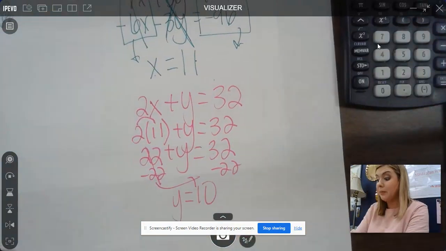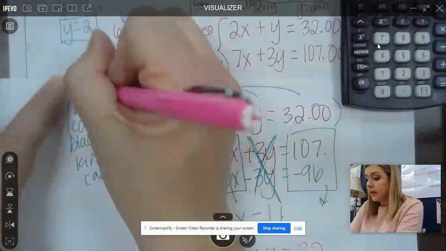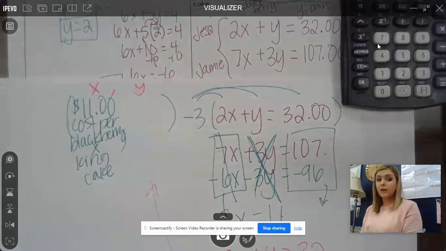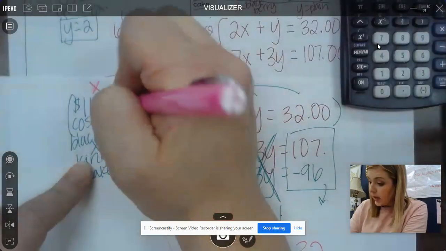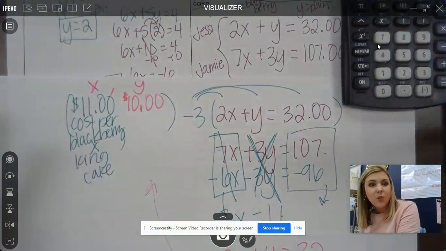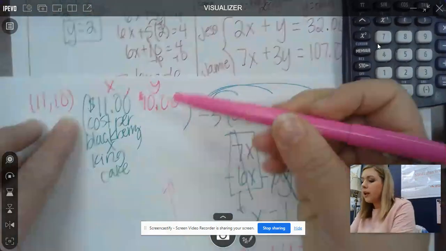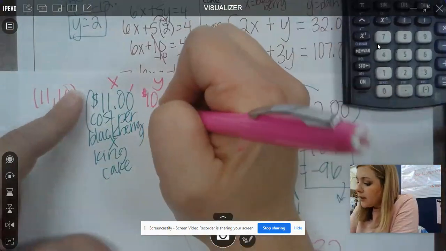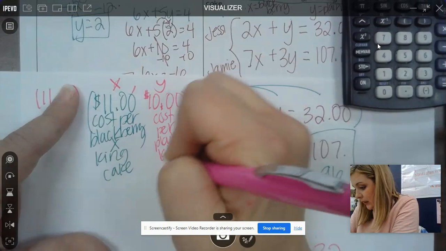And again, we're going to go back to the big picture here, okay? Big picture, it's always an x and a y. But in this case, we're finding the cost of the x and the cost of the y. So x is 11 and y is 10. But in this case, it's $10, right? x is 11 and y is 10. So it's still an ordered pair, but in reality, it's also an actual value. So this is $10 cost per plain king cake.